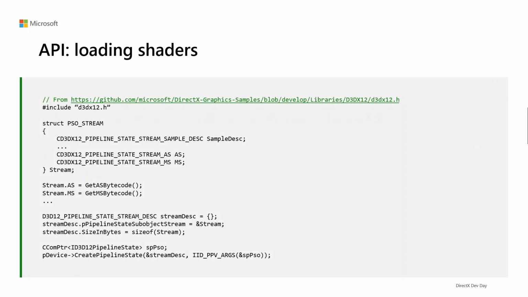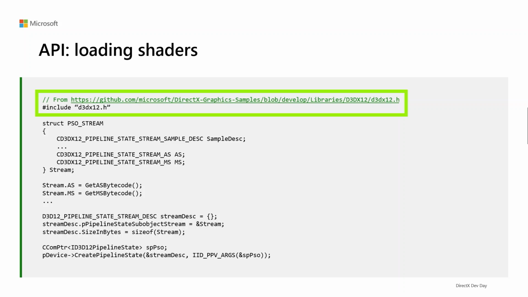Loading the shaders uses a newish mechanism that many of you are probably not aware of. This has actually been in D3D for a while, but it hasn't been that widely used until recently. So you don't have to use this, but it's strongly recommended. Grab a copy of the D3DX12 header from this GitHub repository. This provides a bunch of helper structs that will make creating your shaders much, much simpler.